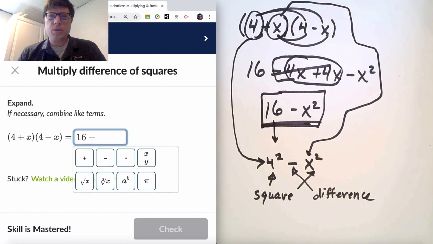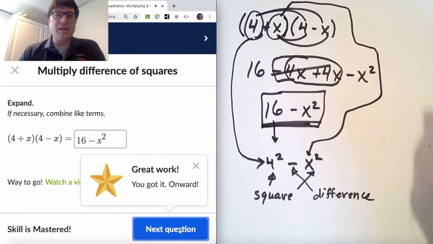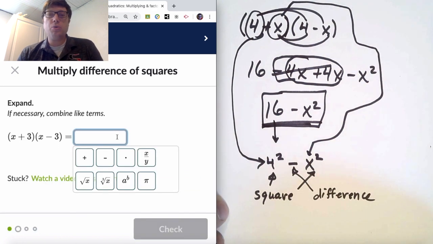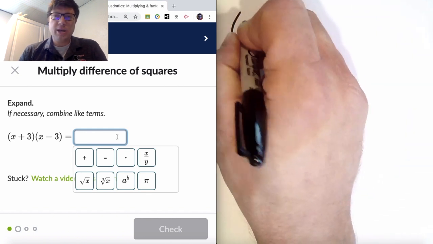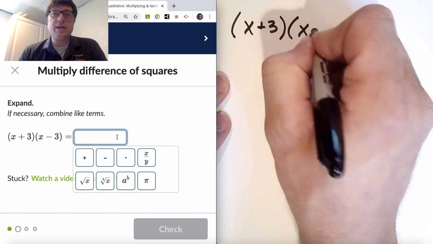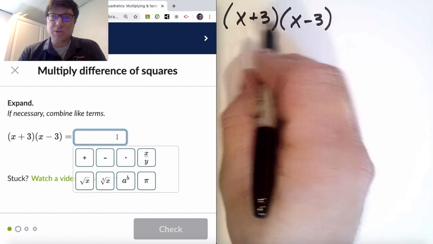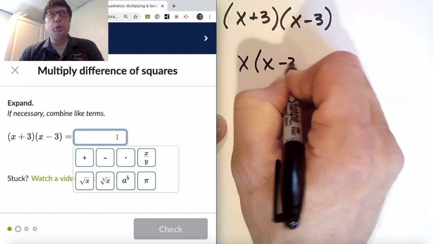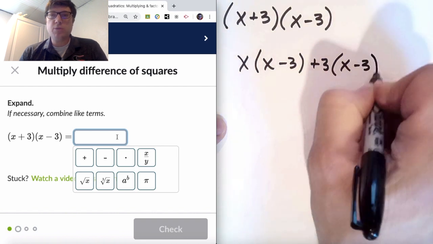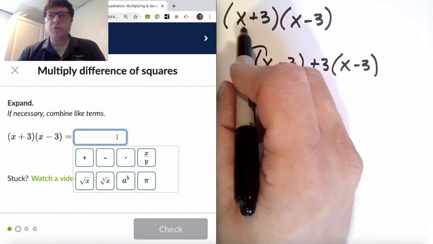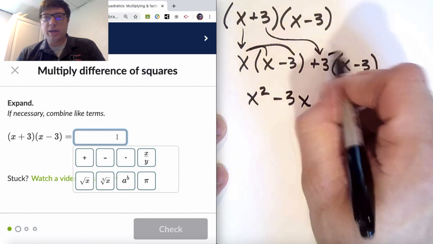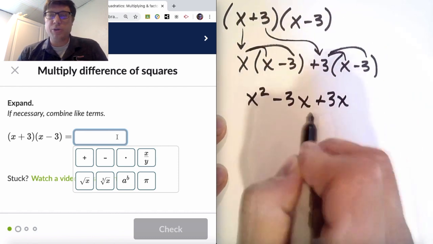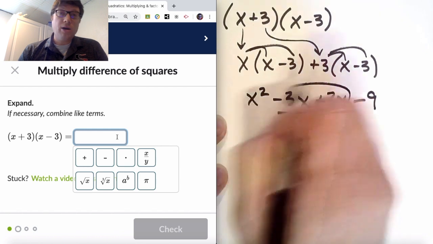So it's a difference of squares, two things that are being squared. This happens when you see that plus and that minus showing up in between the two groups of parentheses, like x plus 3 times x minus 3. In that one, x plus 3 times x minus 3, it's the exact same, just there's a negative, so that should clue you into this being a difference of squares problem. I'm showing a different method. I'm showing how we're making sure that x is multiplied by everything in the x minus 3 set of parentheses, and 3 is multiplied by all the x minus 3.